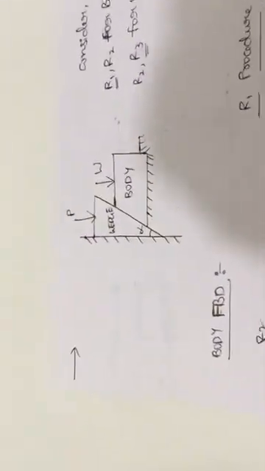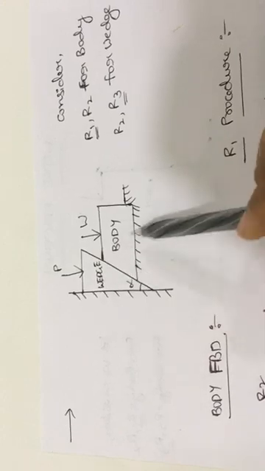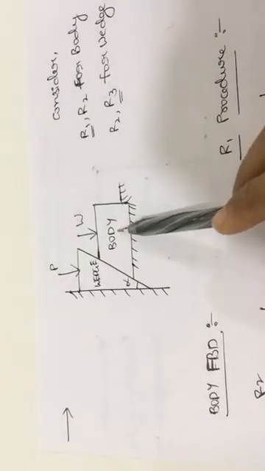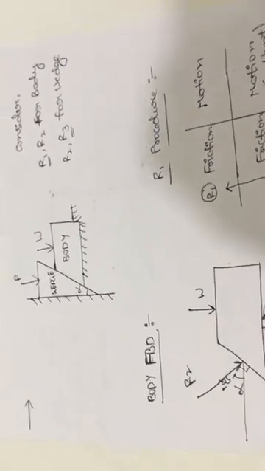Now we will see one more type of problem. Here this is the problem. Here also for the body two supports are there. The same procedure applies, similar in this way only. In this way I will explain only the R1 and R3 procedures for the body and for the wedge.